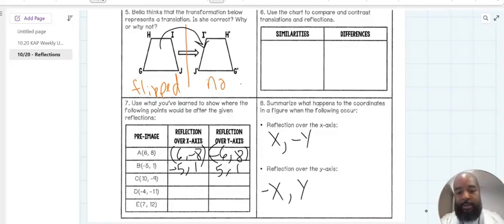Oh, look, I made a mistake here. Look at this right here. Notice if x stays the same and y becomes opposite, the opposite of positive 1 should be a negative 1. Okay, that's important. See, pay attention to what we're writing, okay?